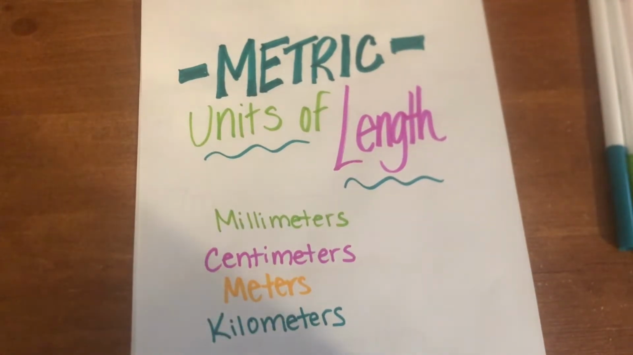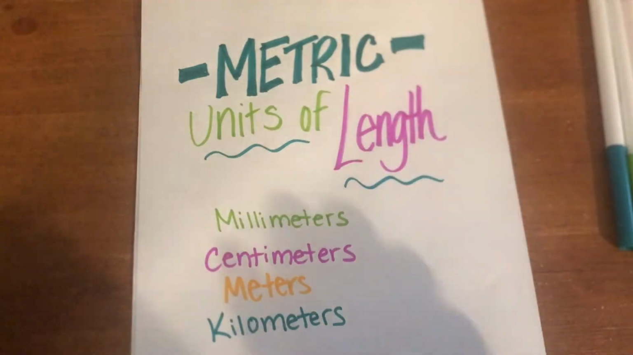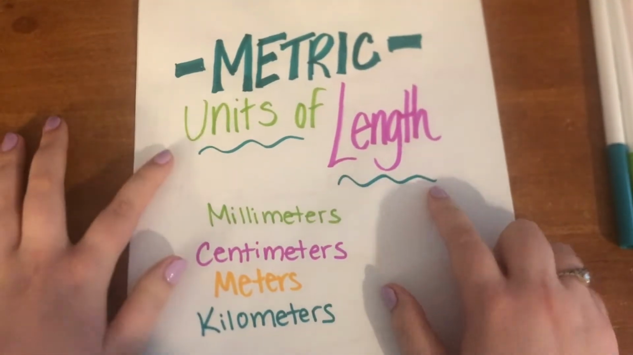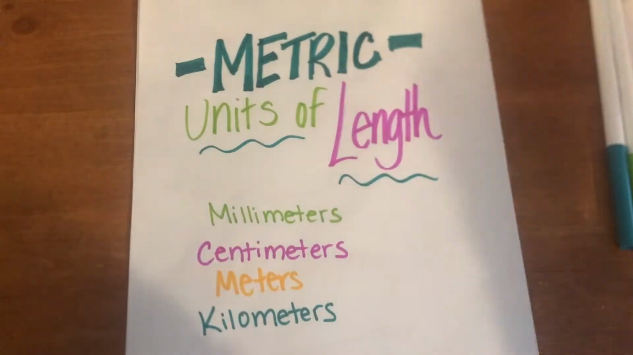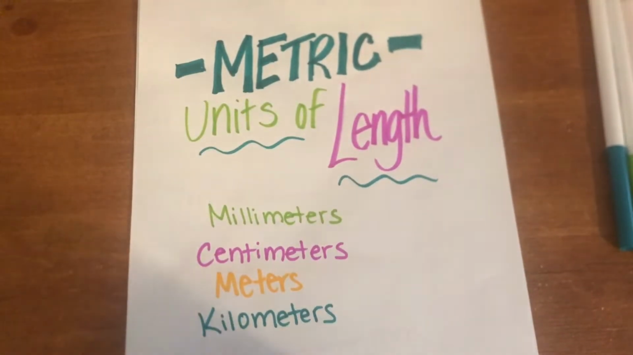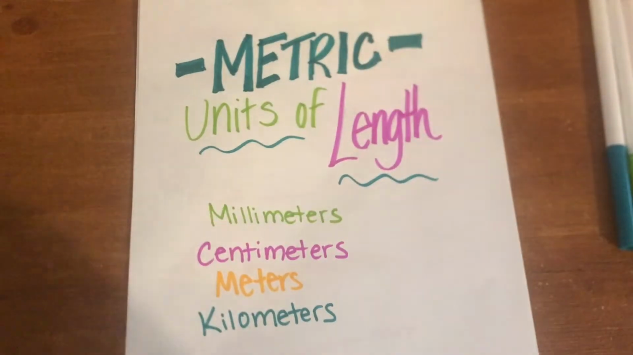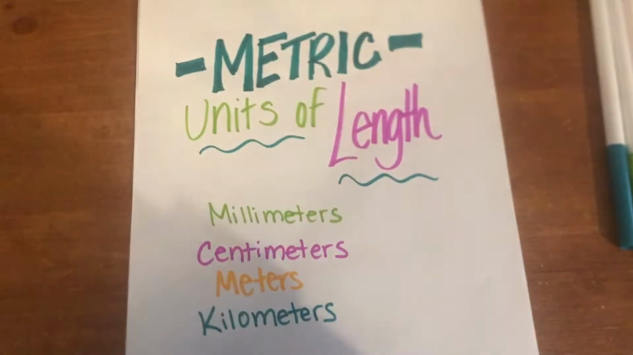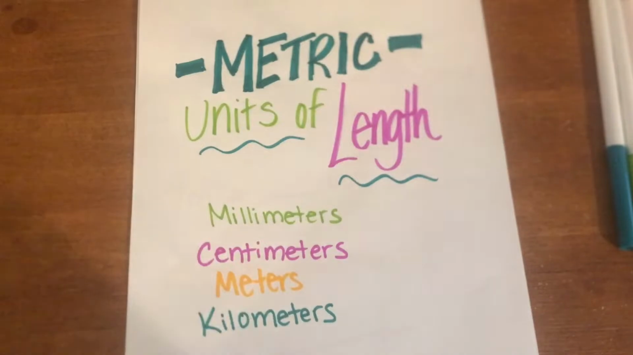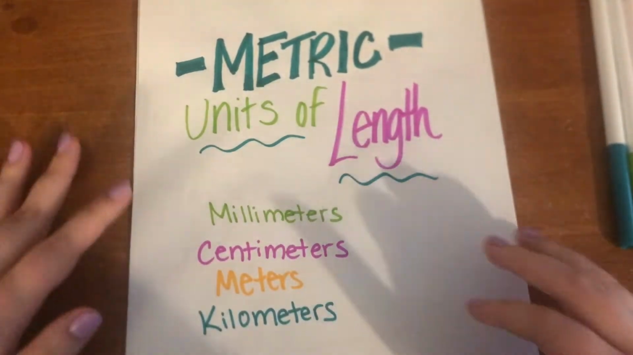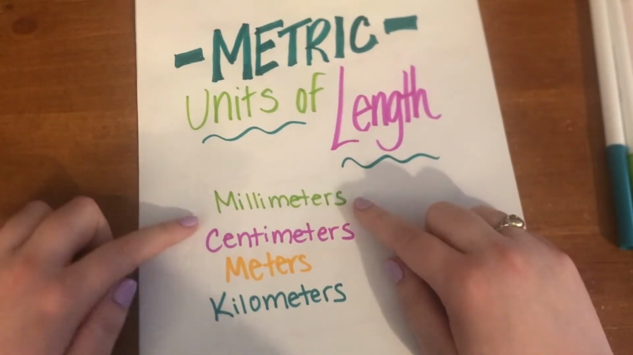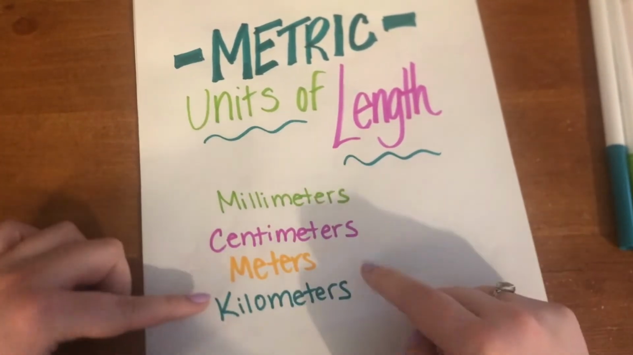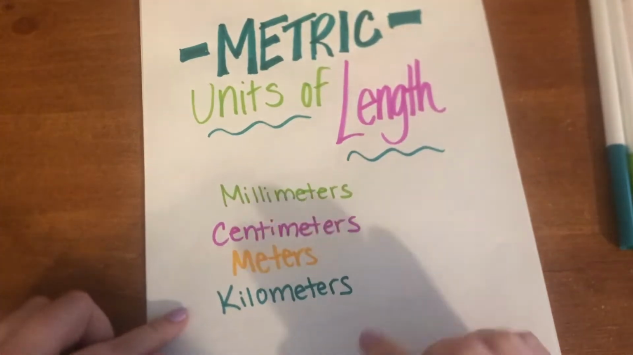Everybody, next up we're going to be talking about the metric system units of length. Next week, we're going to talk about the difference between customary and metric weight and customary and metric volume. We'll find all that out next week, but today we're going to review metric units of length: millimeters, centimeters, meters, and kilometers.